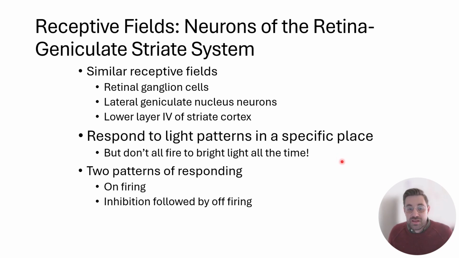Importantly, they don't fire to bright light all the time. Some of them are actually going to respond when there's bright light in that area, and some will respond when the light is dark in that area as compared to outside. And this leads to on firing and off firing.